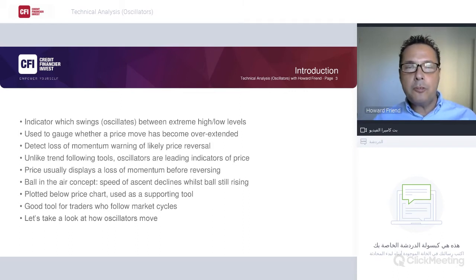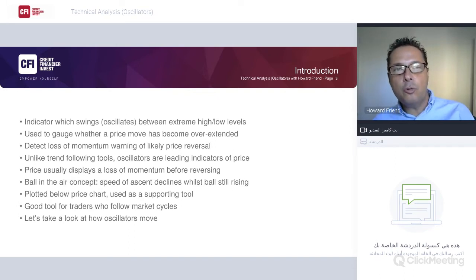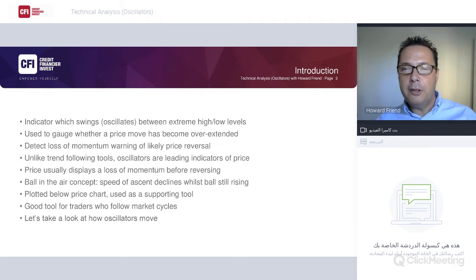Some traders follow markets based on market cycles, people who believe that markets move in cycles. The oscillator is quite a good tool for detecting when a market cycle should turn. For example, when you plot an oscillator alongside a price chart, you'll notice that the troughs in the oscillator will occur with troughs in the price chart itself. So it's quite a good tool if you are a cyclic analyst looking to see when a market is about to turn in trend.